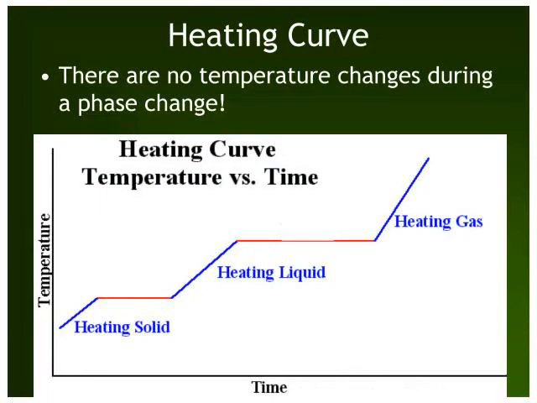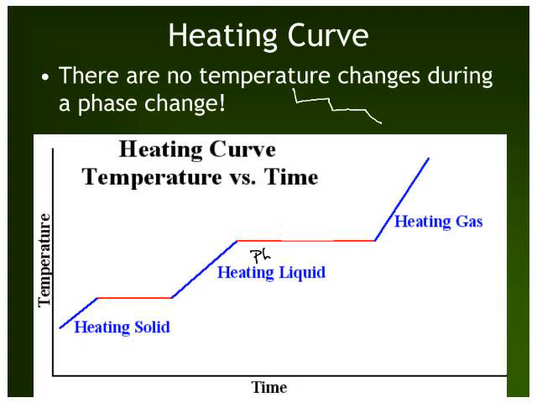Now, another way to depict these changes is on a heating curve. A heating curve can look just like this, or it can also go in the reverse direction, stair-stepping down in the other direction. And so you can see I've got heating gases and liquids and solids. The lowest point's always the solid and the highest point is the gas.